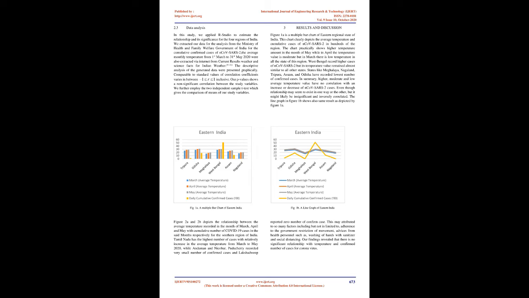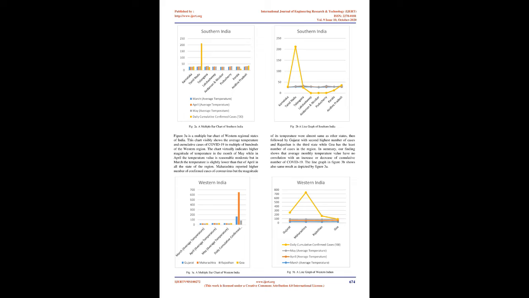Compared to standard values, correlation coefficients vary between minus 1 and 1 inclusive. Our p-values show a non-significant correlation between the study variables. We further employ the 2 independent sample t-test, which gives the comparison of means of our study variables. 3. Results and discussion.